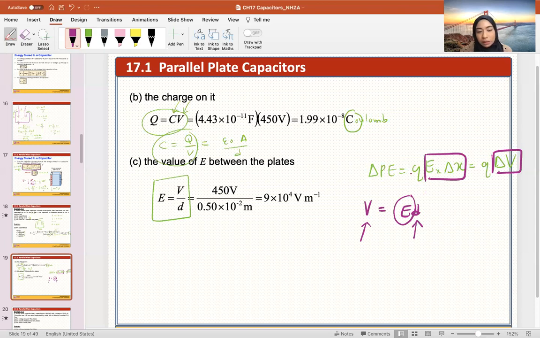Remember, delta PE equals Q E times delta X, with a minus, which is equal to minus Q delta V. Here we can eliminate Q, so delta V equals E times delta X. If I remove the delta on one side, I should remove it on the other as well. V equals E X, and X is just D. Again, it's easy just knowing the equation. So chapter 17, this part you can't mess up, unless you don't remember the equations.